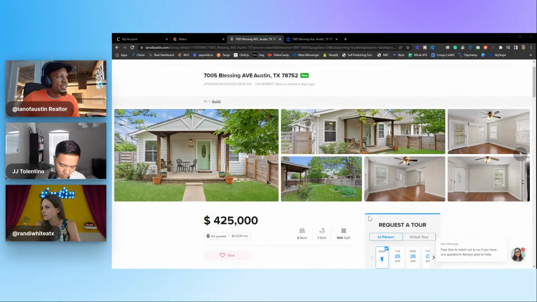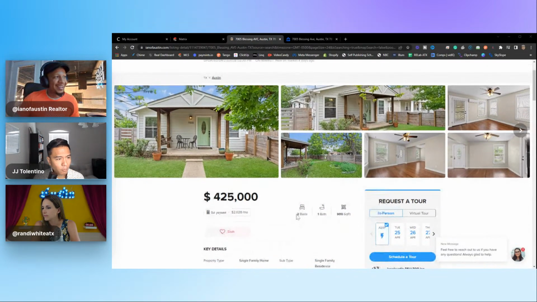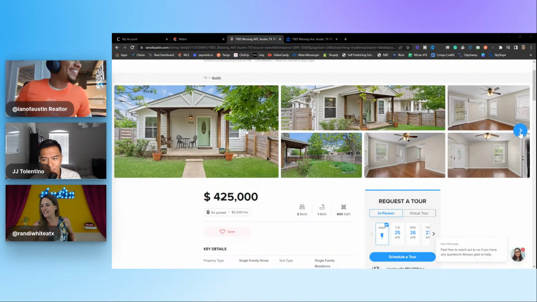So I pulled up my website. We listed it at $425. It's a 2-bed, 1-bath, 900 square foot home. Oh. Okay. Oof, right. There's a particular audience looking for homes like that, though, for sure.